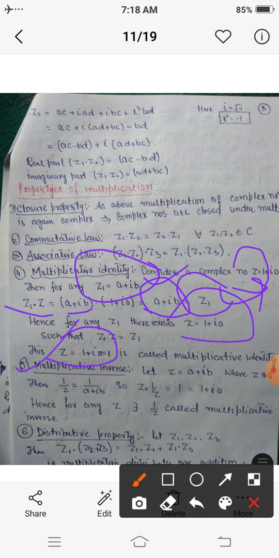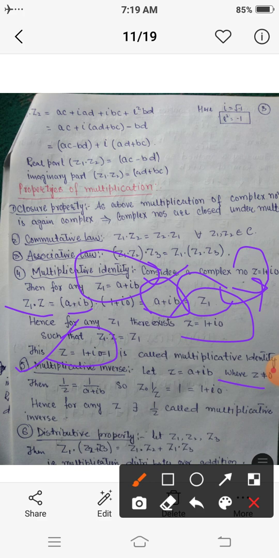Now the multiplicative inverse. Now if we consider z equals a plus iota b, where z not equal to 0. Here z not equal to 0 means the complex number whose real and imaginary parts are not both 0.